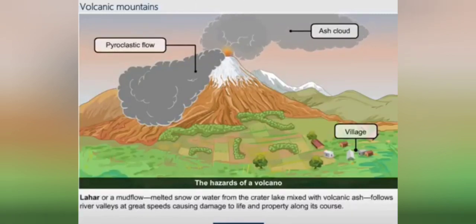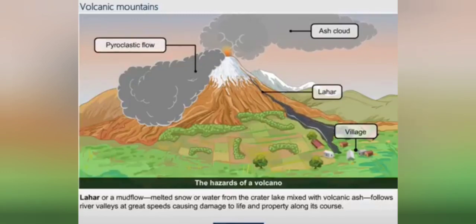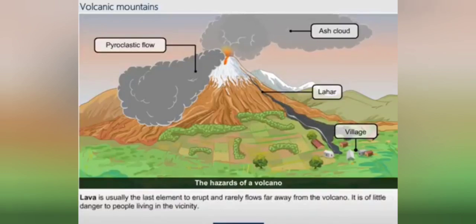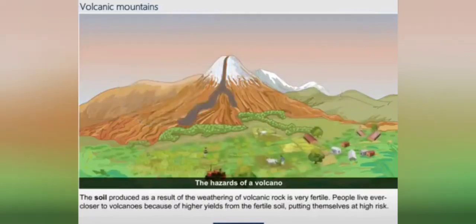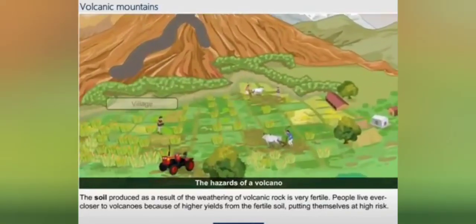Lahar, or a mud flow, melted snow or water from the crater lake mixed with volcanic ash, follows river valleys at great speeds, causing damage to life and property along its course. Lava is usually the last element to erupt and rarely flows far away from the volcano. It is of little danger to people living in the vicinity. The soil produced as a result of the weathering of volcanic rock is very fertile. People live ever closer to volcanoes because of higher yields from the fertile soil, putting themselves at high risk.